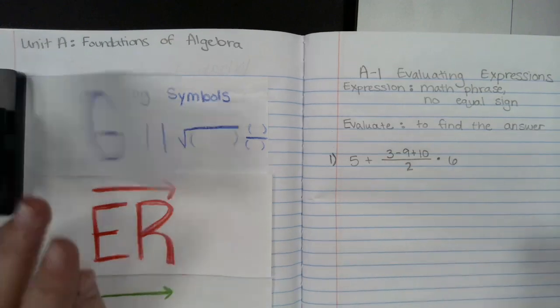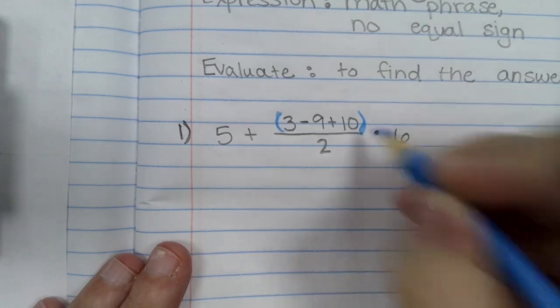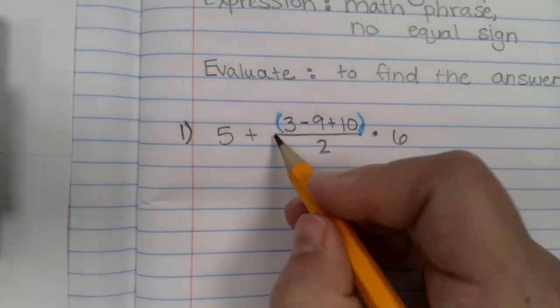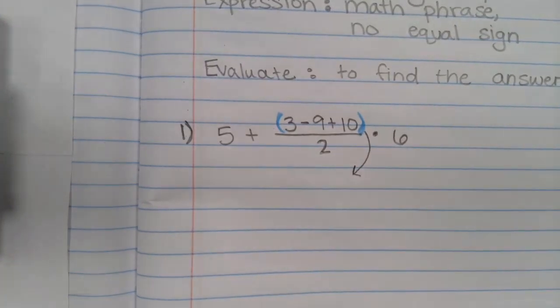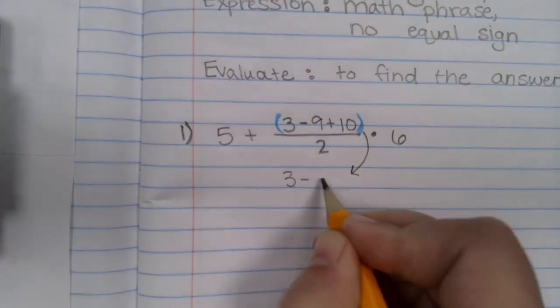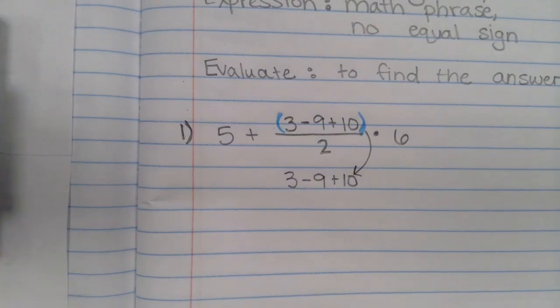So we need to think about that top as a grouping symbol. So we're going to think of that 3 minus 9 plus 10 as having parentheses. They weren't originally there, we need to figure that out. So, spawn them there. Put them there. So I'm going to just write just that part: 3 minus 9 plus 10, just what's on the top part.